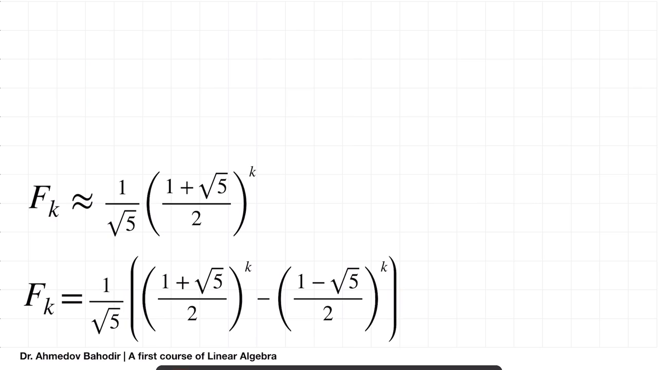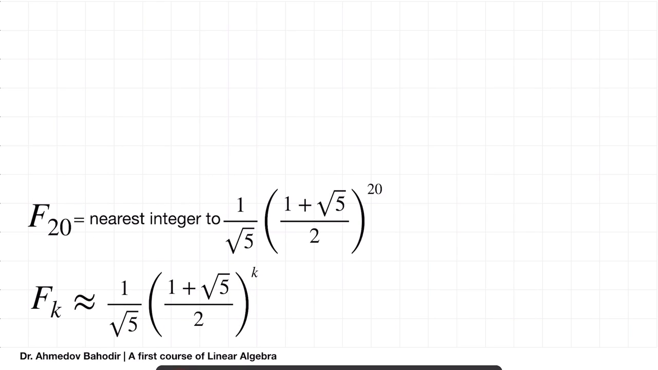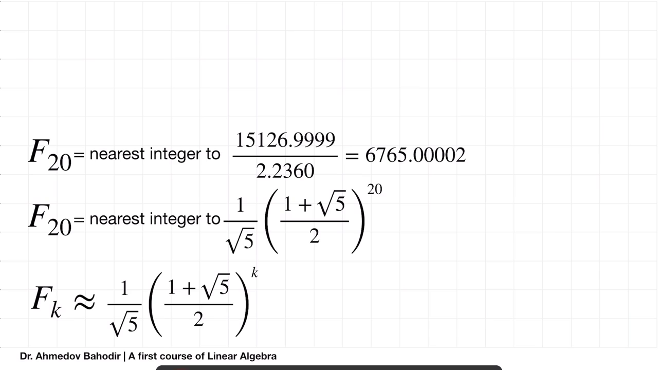So in general, you just need to substitute the values for k here, evaluate this number, and take the nearest integer. For example, if you would like to find the 20th Fibonacci number, just substitute 20 instead of k. And if you do that, what you get is 1 divided by the square root of 5 times 1 plus square root of 5 over 2 to the power of 20. So if you take a calculator and do those calculations, you're going to get that F_20 is equal to this number, 6,765.00002.